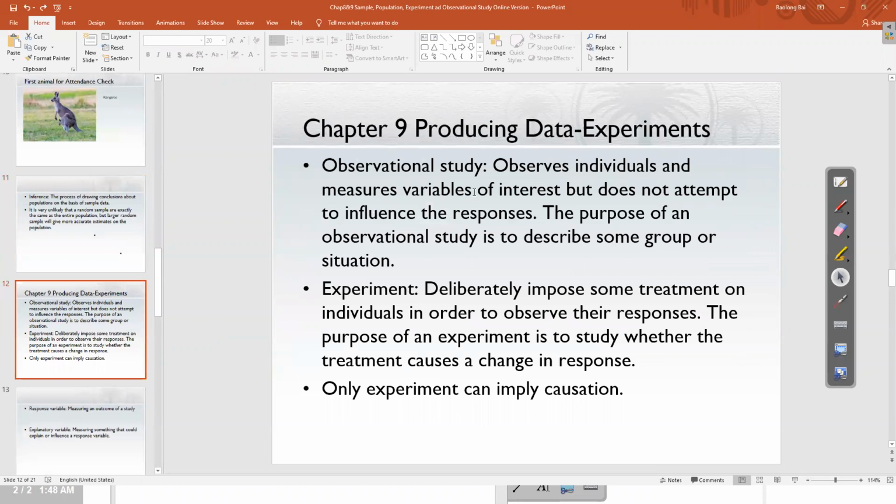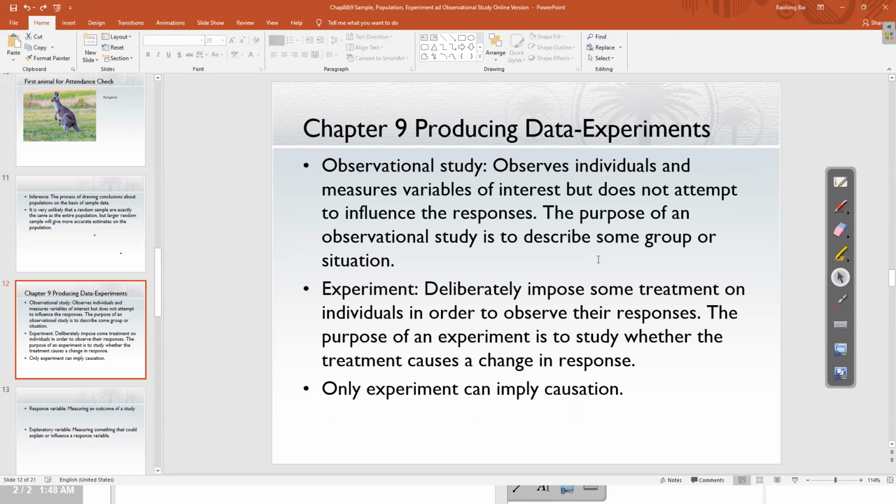So next chapter, we're going to talk about producing data: experiments versus observational study. For any research, it will be either observational study or experiment. The difference is, in an observational study, the researcher doesn't control the individuals in the study to do anything special or different. They just observe them, right? It could be observing directly, but it could also be indirectly.